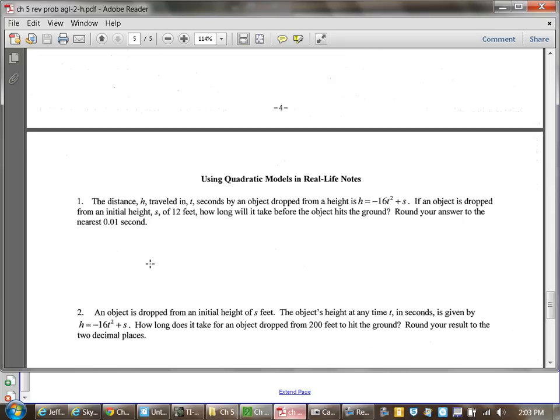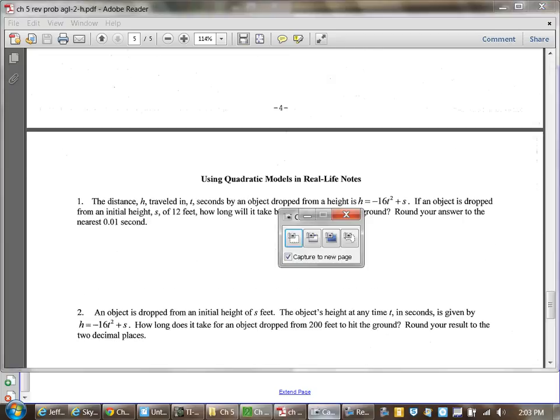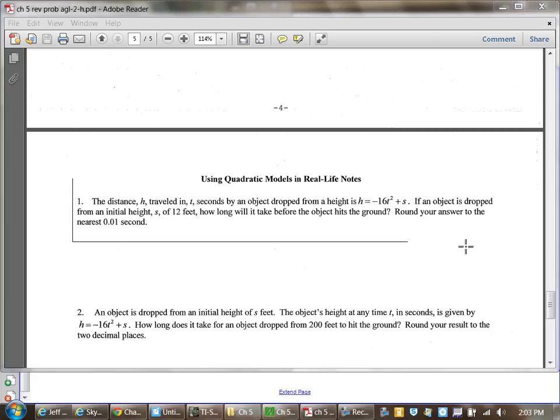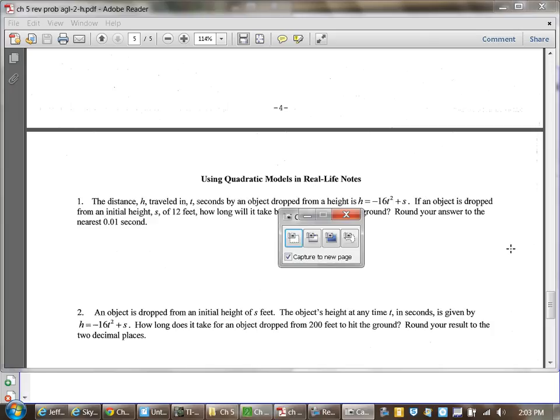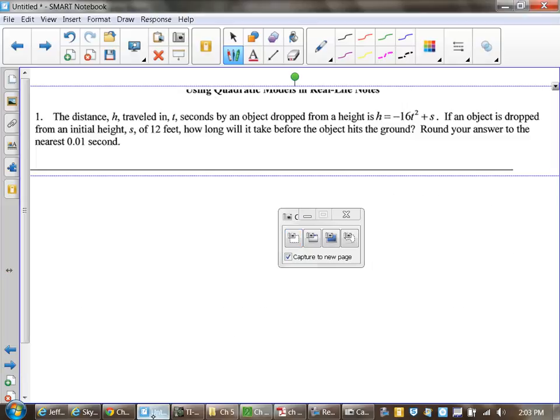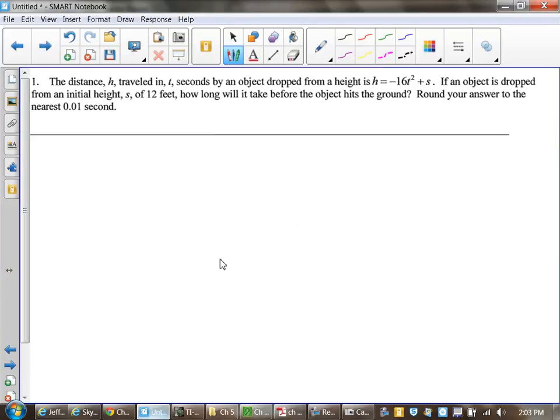The equation is right in front of you. I know, but height. When it hits the ground, what's the height? 0. Plus 12 is that. Subtract 12 and divide by negative 16. You get a positive value, take the square root. And it wants it in terms of seconds. 0.87.